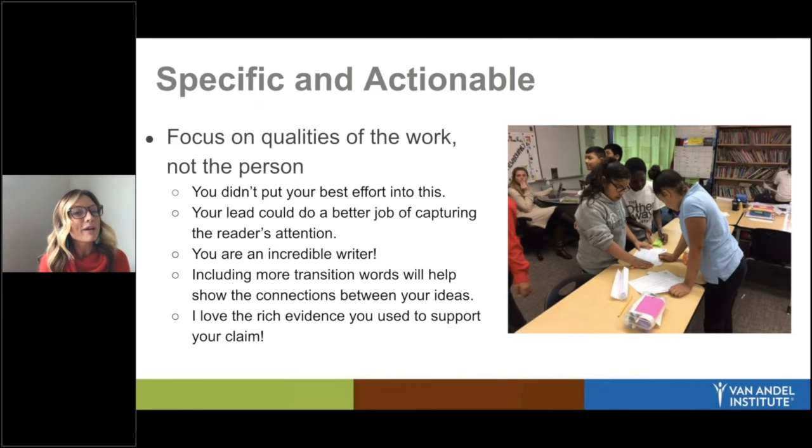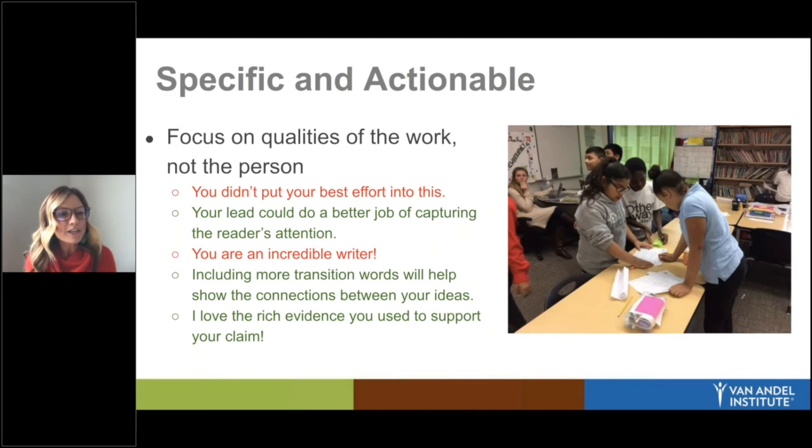You didn't put your best effort into this. Your lead could do a better job of capturing the reader's attention. You are an incredible writer. Including more transition words will help show the connections between your ideas. And I love the rich evidence used to support your claim. So if you had to pick from there, which of them would you say is specific and actionable? There's more than one. I'll give you a minute to think.